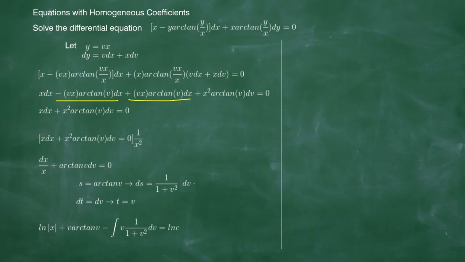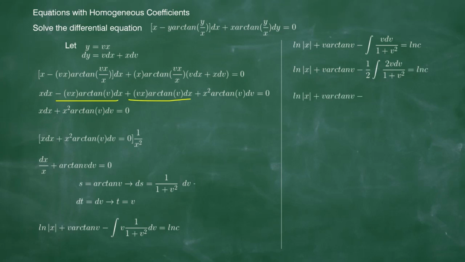Okay, so let's copy first the first two terms. We have ln x plus v arctangent of v minus the integral of v dv over 1 plus v squared equals ln c. So I think we can integrate the third term now. We only need to modify the numerator. It should be 2v dv, and then that means we have to introduce 1/2 here to cancel out the 2. So we can now integrate that one. That will just be a negative 1/2 of the ln of 1 plus v squared equals ln of c.